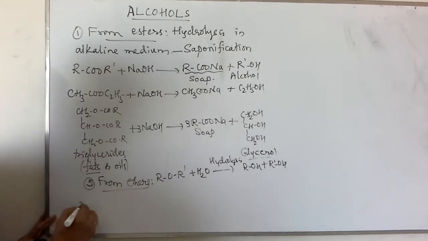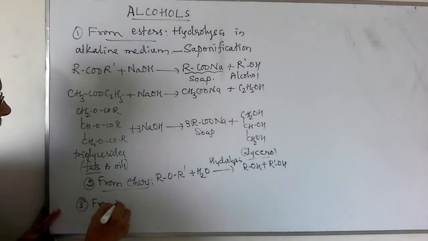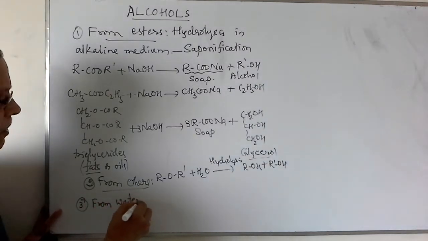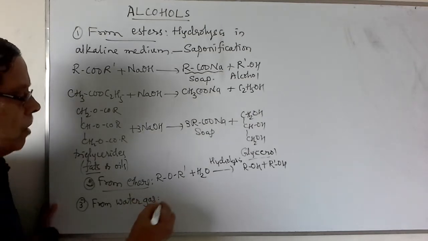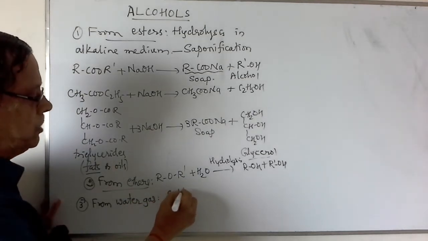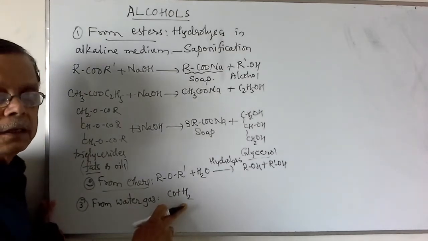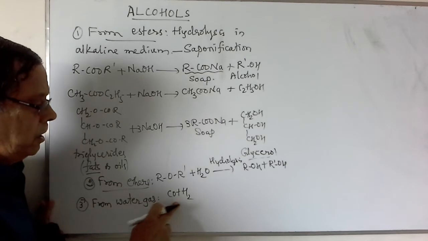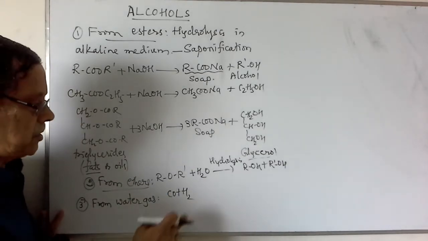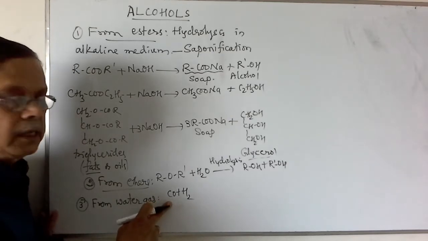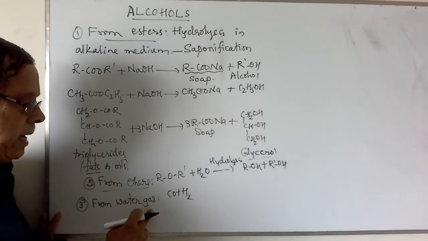Then coming to the next method, from water gas. This is a particular method for the manufacture of methanol from water gas. Water gas is actually a mixture of CO and H2. When steam is passed over white hot coke, it gives rise to a mixture of carbon monoxide and hydrogen, that is called water gas.